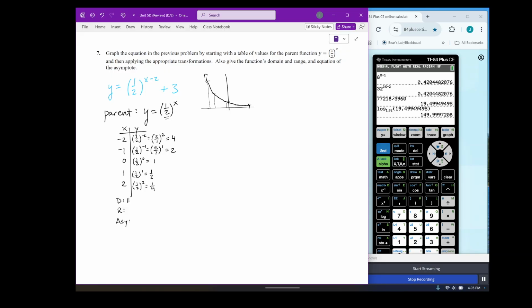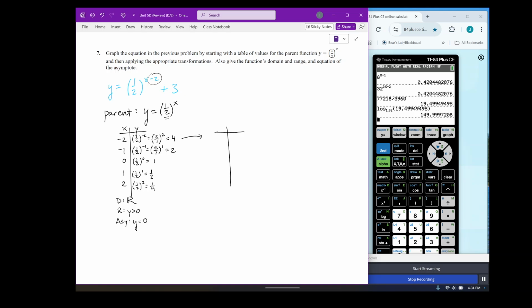Our domain is all real numbers, just x can be anything. The y's are just positive, and the asymptote is at y equals 0. And this is for all parent exponentials. Okay, so then there's no multiplying factor in front here, so we're not doing any vertical stretching. So we can actually just go to a second and final chart with the translations.